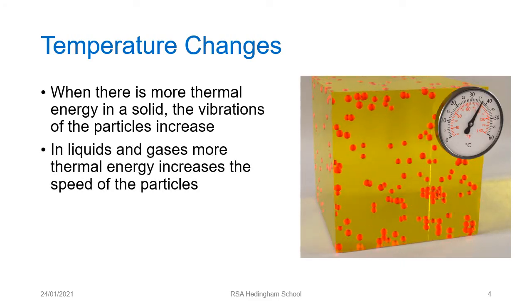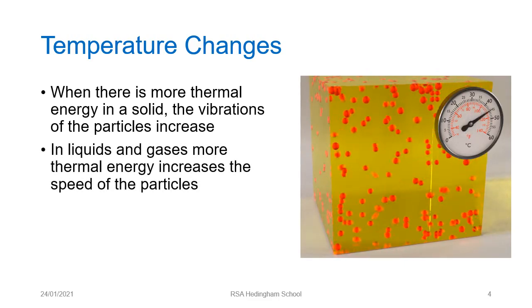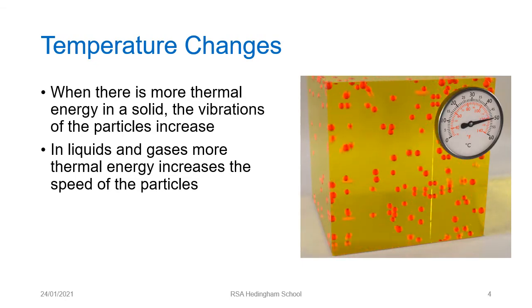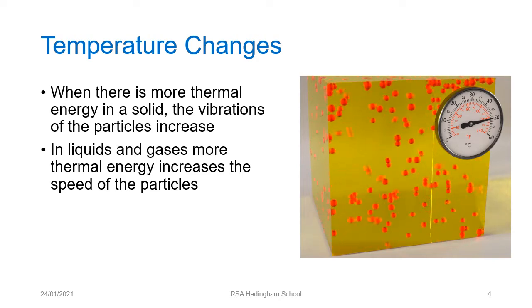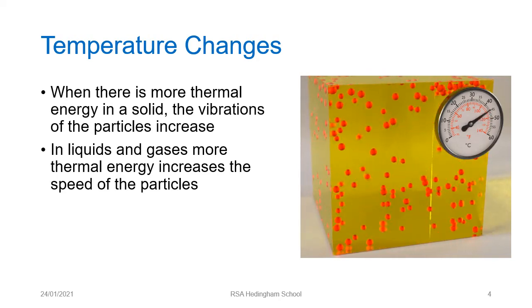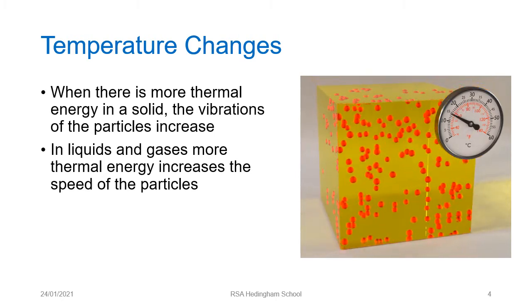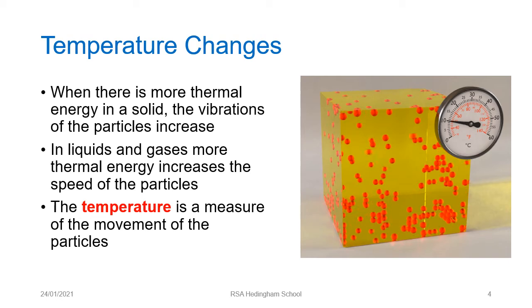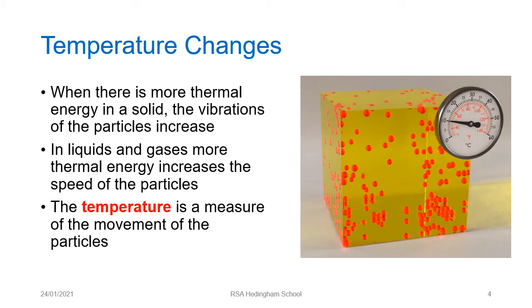So in liquids and gases, more thermal energy increases the speed of the particles. In solids, it will increase the vibrations. They'll vibrate further and more quickly. So they're moving fast now, and the temperature will come down and they slow right down. So temperature is actually a measure of the movement of particles. Temperature is actually the average kinetic energy of the particles.